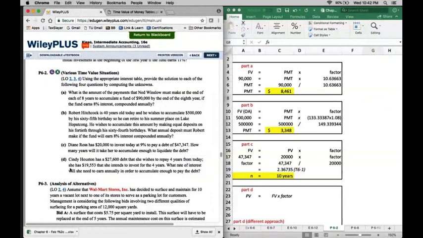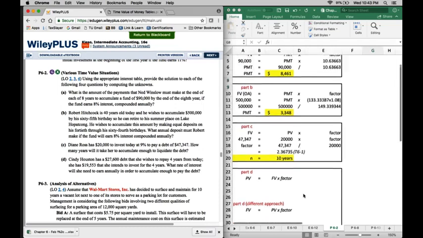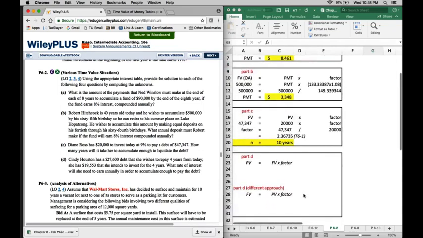And let's look at the last one. Cindy Houston has $27,600 in debt that she wishes to repay in 4 years from today. She has $19,553 that she intends to invest for 4 years. What rate of interest will she have to earn in order to pay off this debt? So in part C, you were told the interest rate that she can get. In part D, we are saying, I know how long I'm willing to wait. I just want to know how much interest I have to earn.